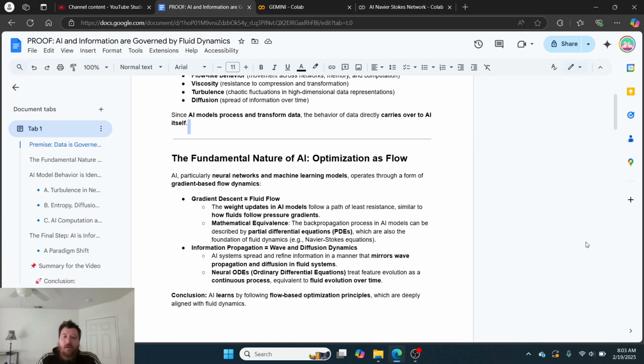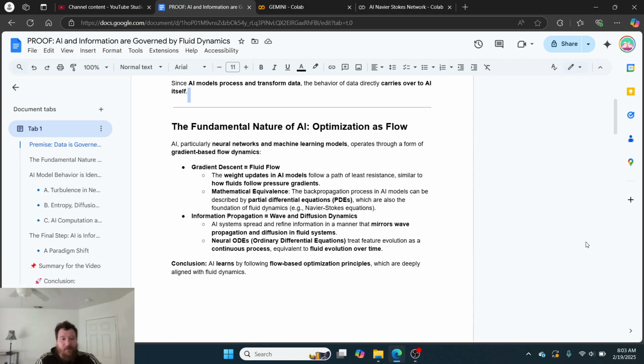AI, particularly neural networks and machine learning models, operate through a form of gradient-based flow dynamics. Essentially every neural network utilizes gradient descent, right? So it's baked into AI at this point. And the reason why: gradient descent equals fluid flow. The weight updates in AI models follow a path of least resistance, similar to how fluids follow pressure gradients.